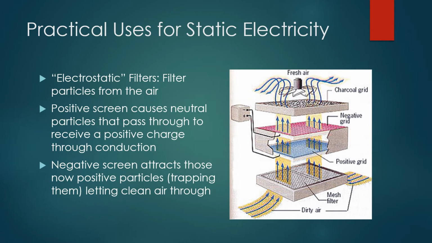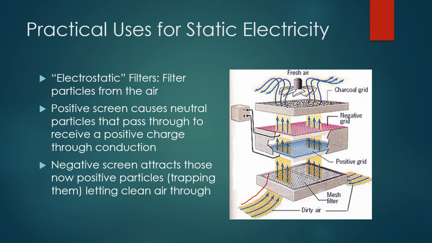Some practical everyday uses that we might see for static electricity, one of them would be air purifiers. So if you have an air purifier in your house or know someone that does, I'm going to explain how some of them work. With an air purifier, you get dirty air going in, so it's going in these blue arrows in the bottom. Now that air is first going to go through a mesh filter, which just filters out the larger particles.